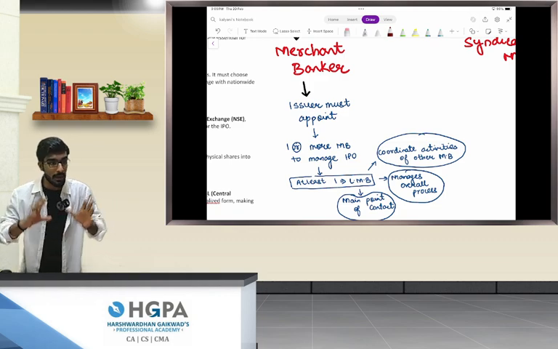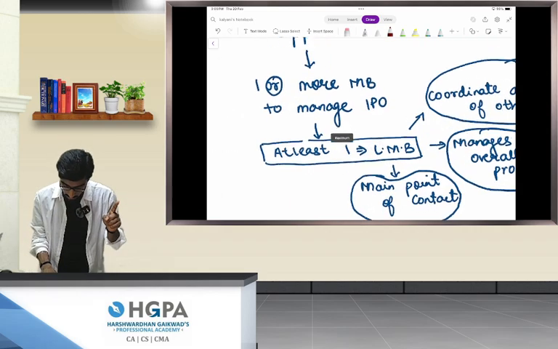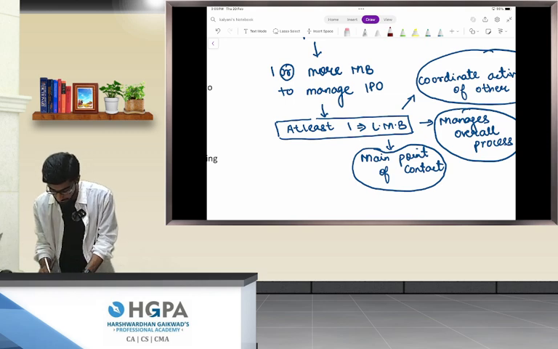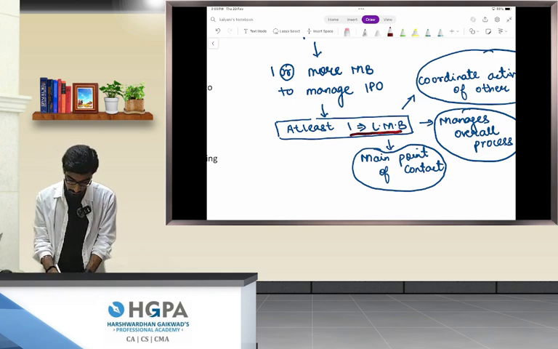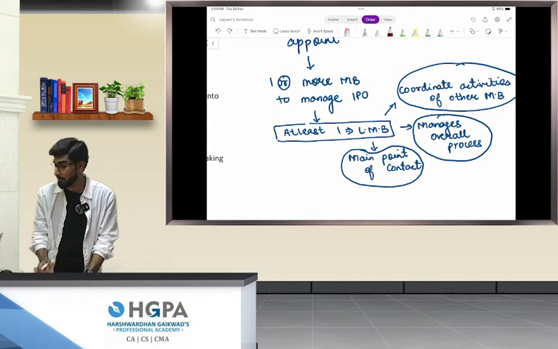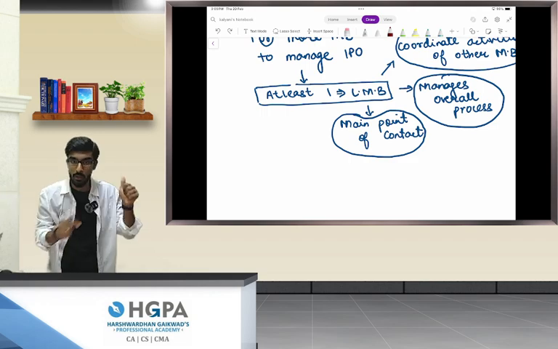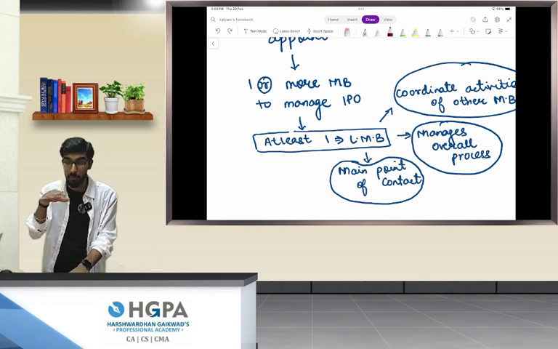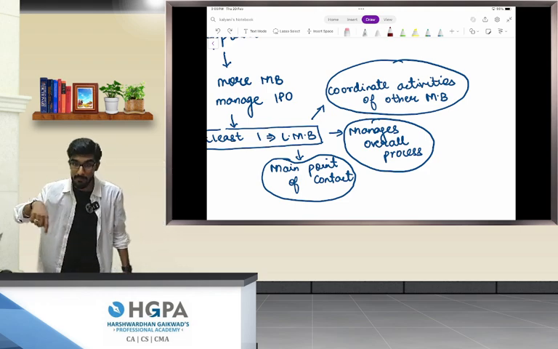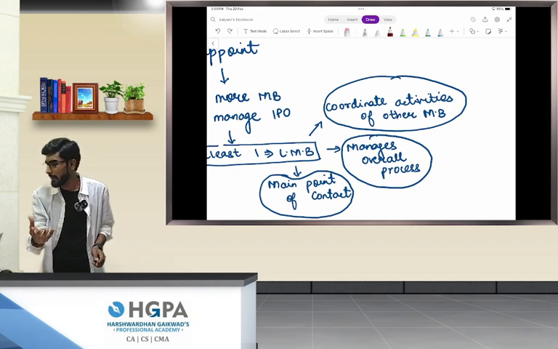So what the company does is, the company appoints 2 to 3 merchant bankers. Among those, one will be appointed as the lead merchant banker. So what will be the roles and responsibilities of the lead merchant banker? He will be the main point of contact between all the merchant bankers and the issuer, number one. Number two, he manages the overall process. For example, work will be distributed to different merchant bankers and he will manage the overall process of the IPO. Next, he coordinates the activities of other merchant banks.